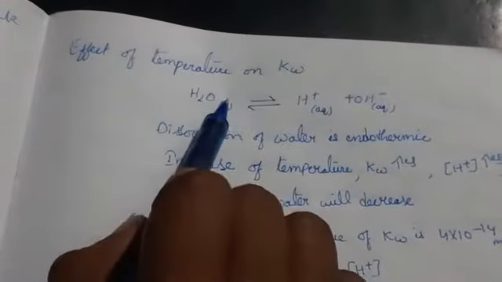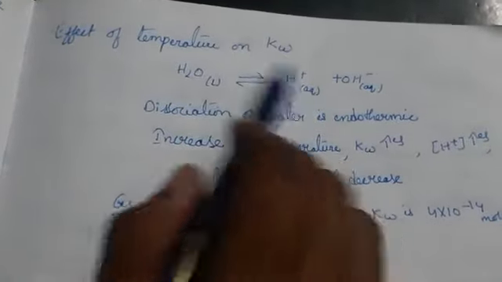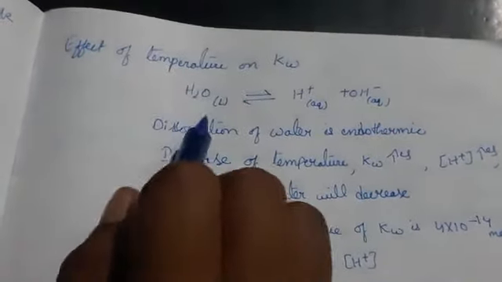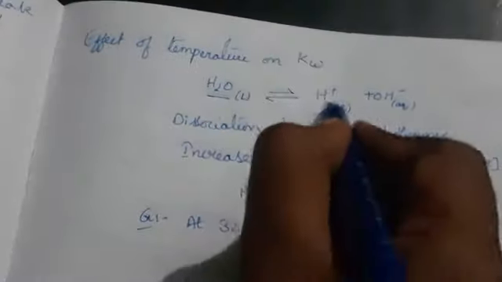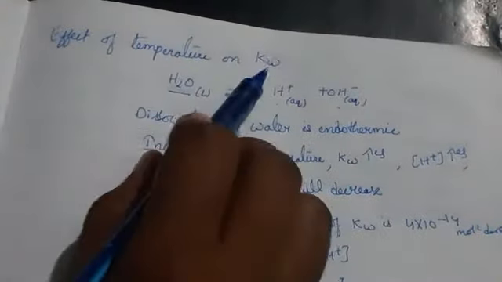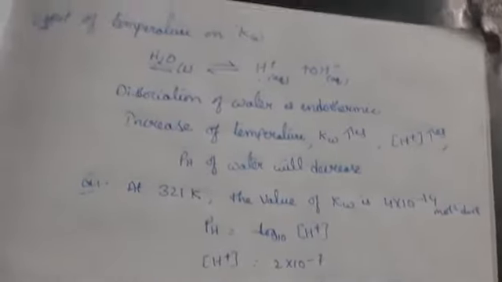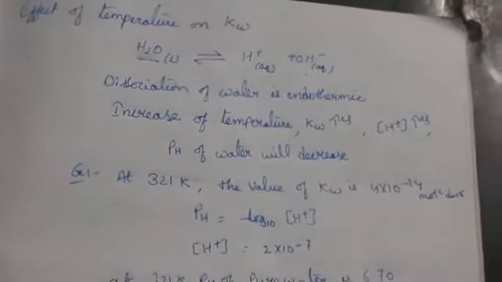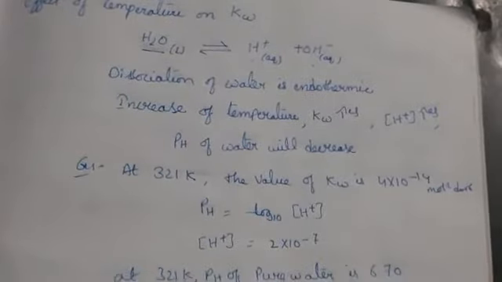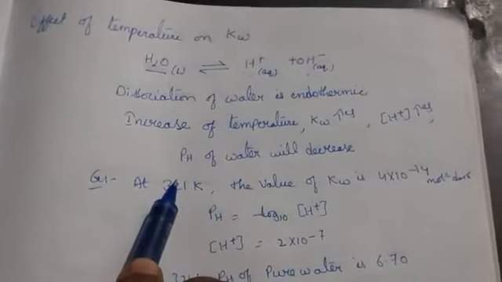Whenever you increase the temperature, automatically Kw increases and the concentration of H plus increases. This is the undissociated molecule, and this is the dissociated molecule. Here the H plus is going to increase and the value of Kw is going to increase. But the pH of pure water will decrease. When temperature increases, Kw increases and the concentration of hydrogen increases, but the pH of water will decrease. Okay, so for example I have taken 321 Kelvin.